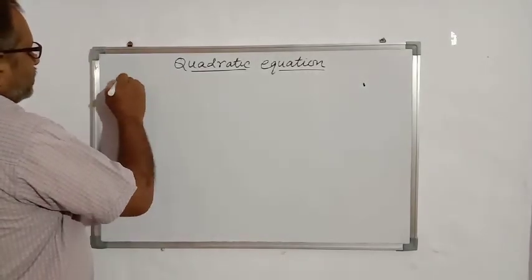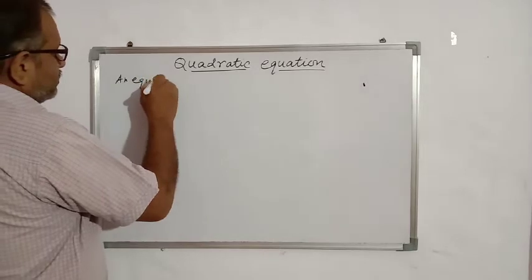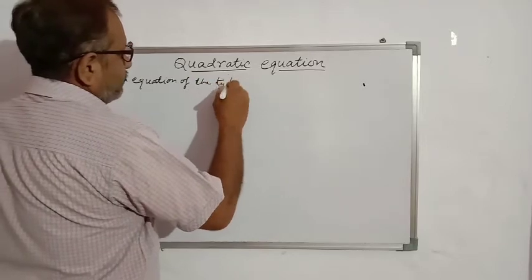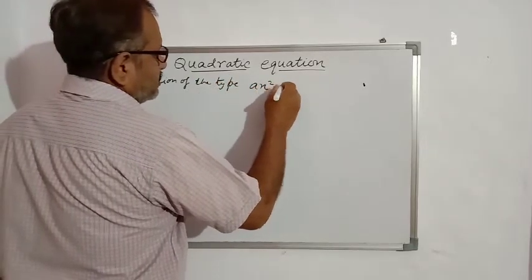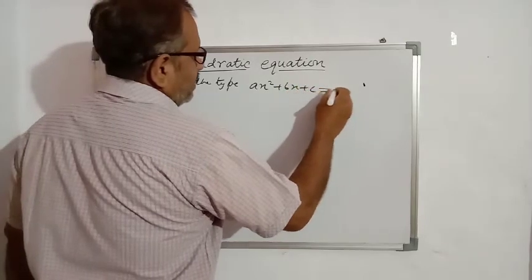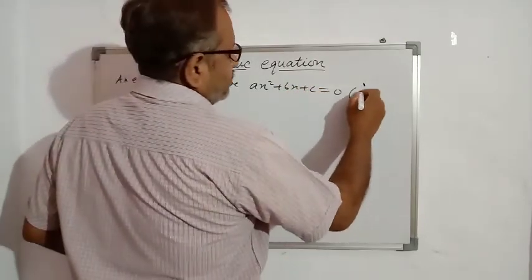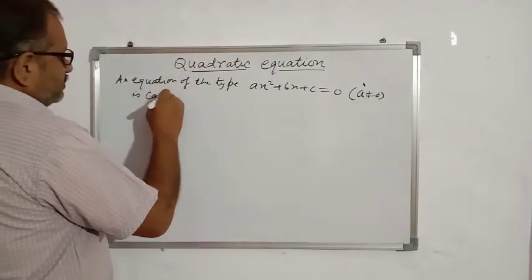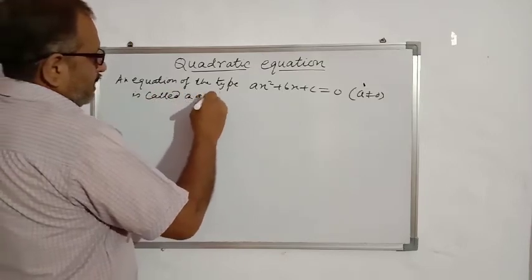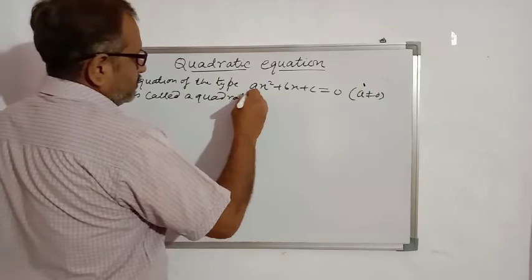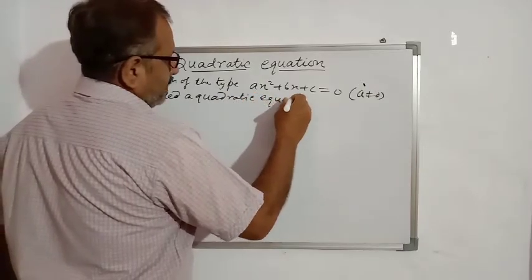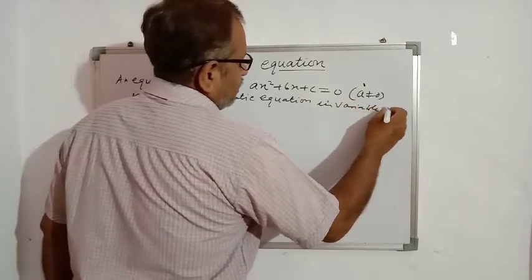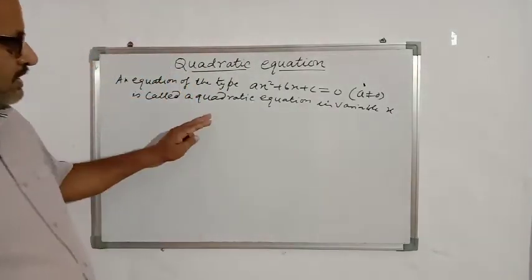So an equation of the type ax square plus bx plus c is equal to 0, where a not equal to 0, is called a quadratic equation in variable x. So this is the definition.